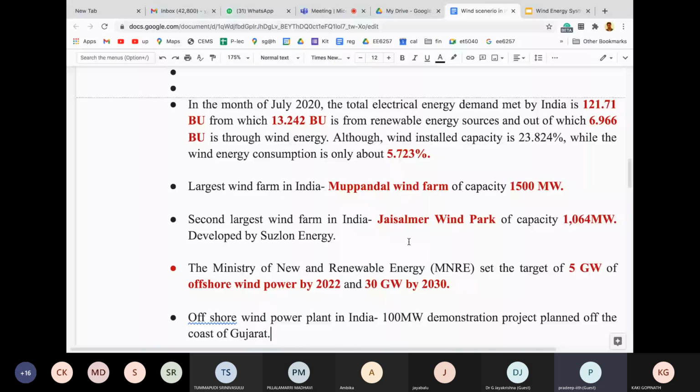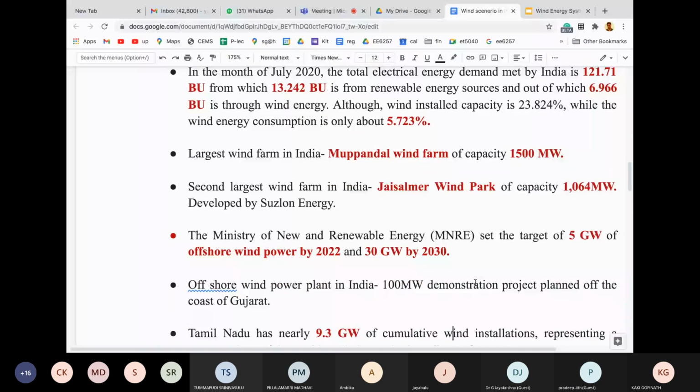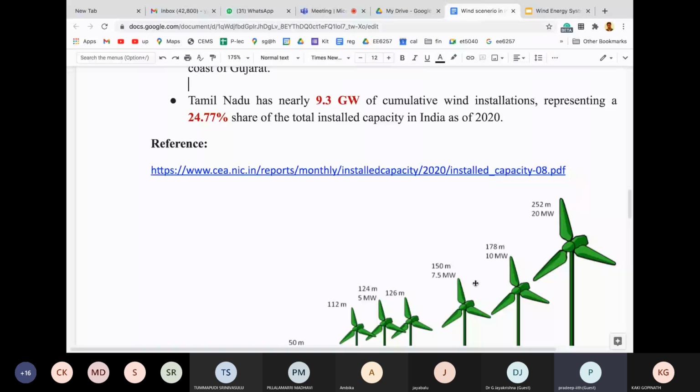Now, whatever we have discussed so far is onshore wind. Coming to offshore wind, the ministry, MNRE, has set a target of 5 gigawatt of offshore wind power by 2020 and 30 gigawatt by 2030. So there is offshore wind power also being generated. Now, Tamil Nadu has nearly 9.3 gigawatt of cumulative wind installation, representing a 24.77% share in the total installed capacity. The entire information which I presented above is available at this particular link. So you can see that.